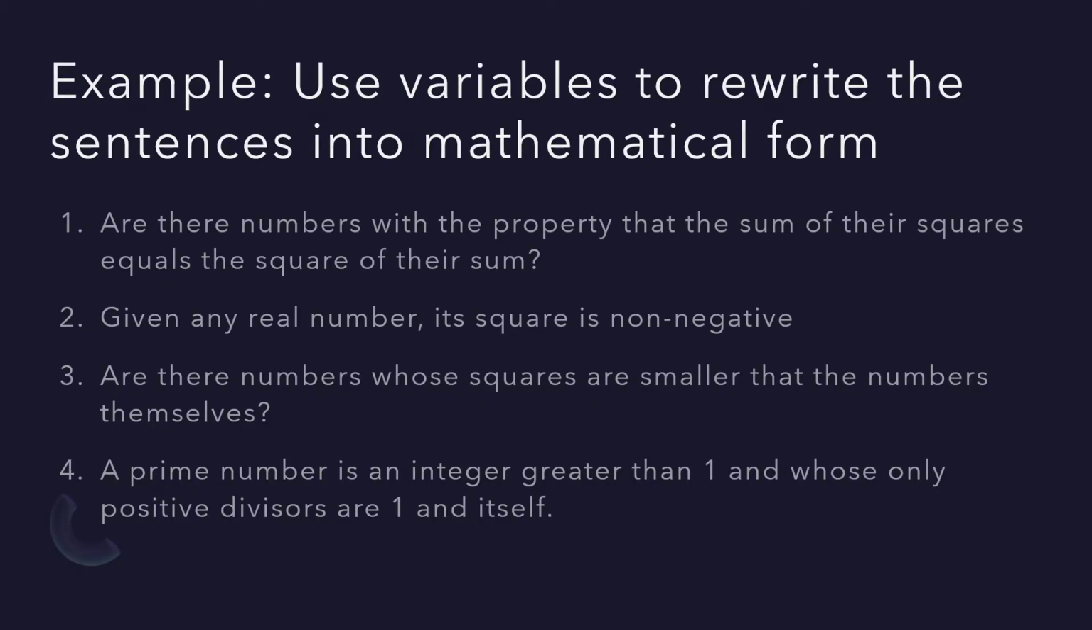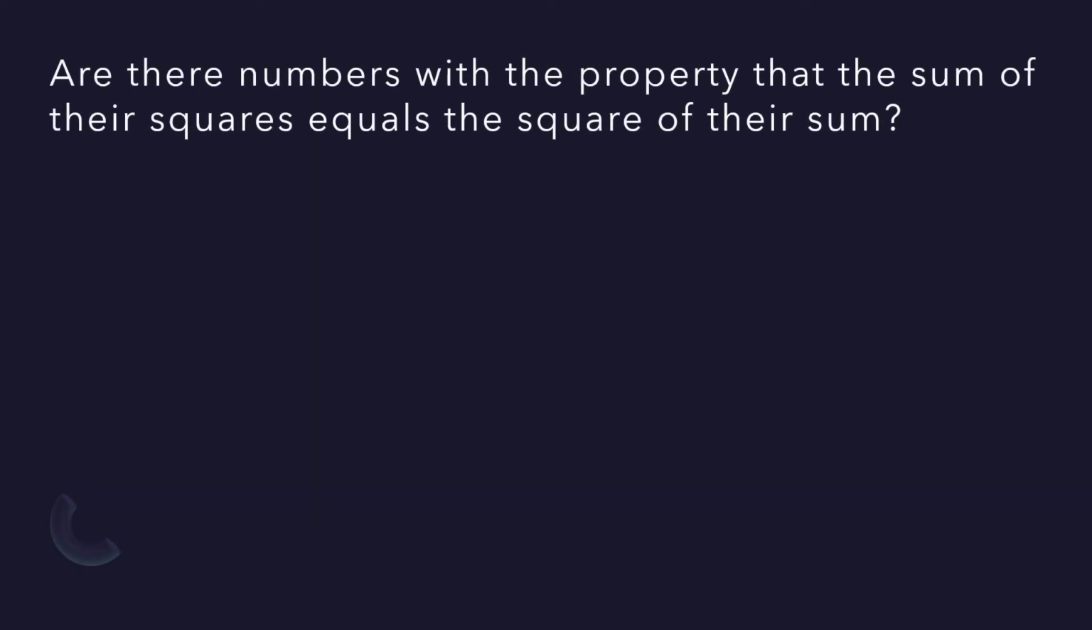Okay, so let's try, no? Are there numbers with the property that the sum of their squares equals the square of their sum? So when we are translating English sentences into mathematical sentences, we need to group the words that we need to identify in the original given. For example, dito, are there numbers?